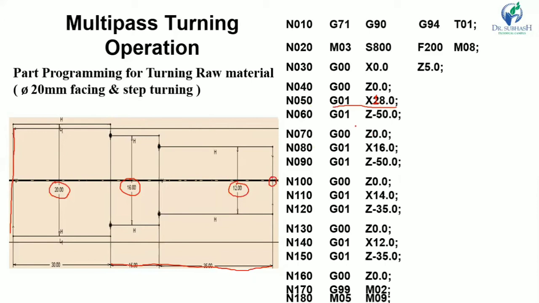Then repeat the same procedure for this 50 mm length and make the diameter equal to 16 mm. Okay, make this diameter equal to 16 mm. So now this job becomes 16 mm diameter for this particular 50 mm length.